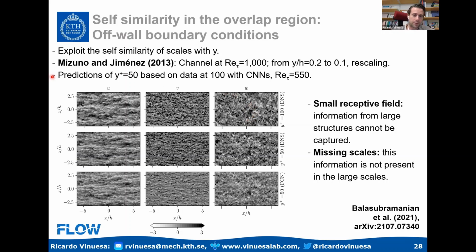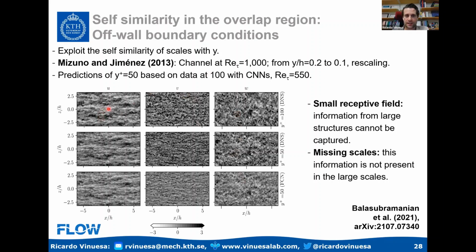And these are the results. What I'm showing you here are the streamwise velocity fluctuations in the first column, and the wall normal and spanwise directions in the second and third columns. Here we're trying to redo a little bit what Mizuno and Jimenez did in a turbulent channel. They rescaled closer to the wall, exploiting the self-similarity hypothesis of turbulence in the overlap region. What we're going to try to do is take a plane at y plus 100, at the end of the overlap layer, and use a fully convolutional network to predict a plane at y plus 50 closer to the wall. So we're going to try to establish that mapping.